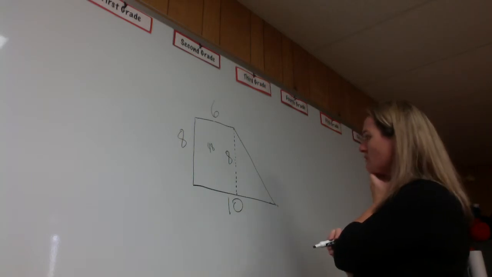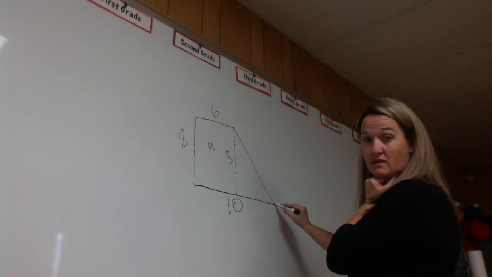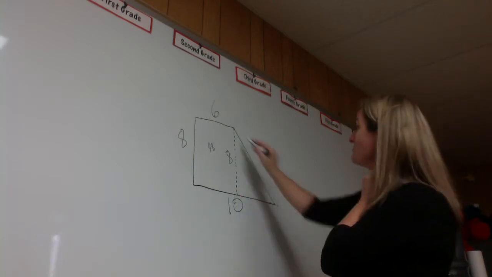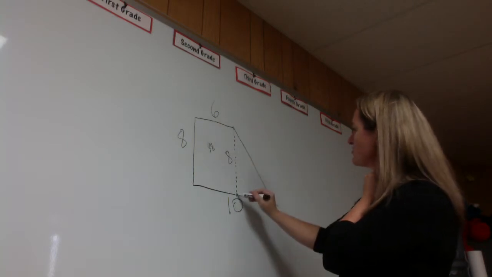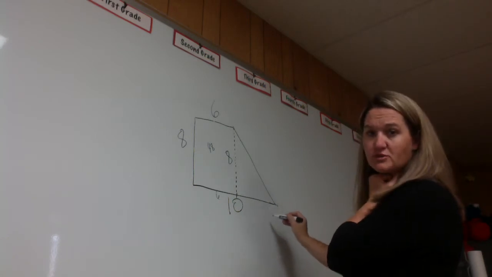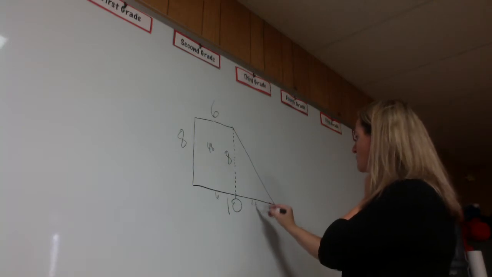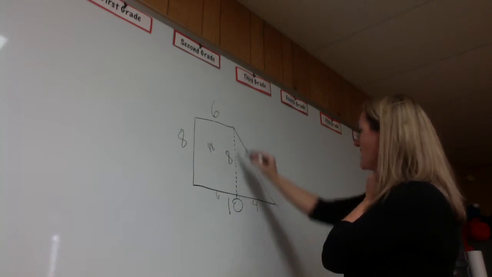Now, I need to figure out what my base is. This whole bottom is 6. Or no, I'm sorry, this whole bottom is 10. But this section right here is 6. So if this is 6, what would this have to be? I realize this isn't really proportional because it actually looks longer. Well, 6 plus what equals 10? This would have to be 4. So now my base is 4, my height is 8.